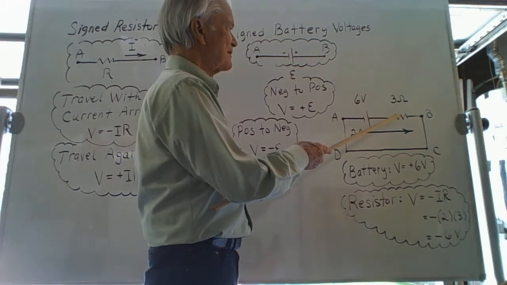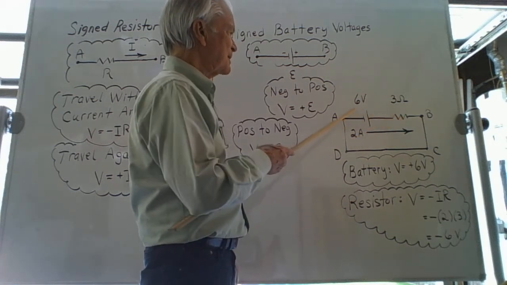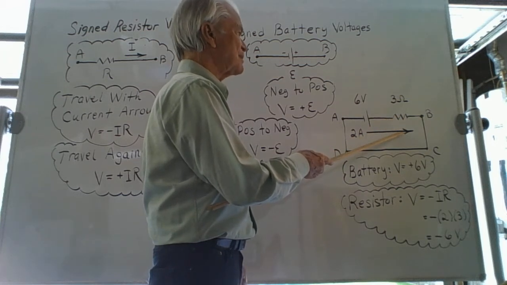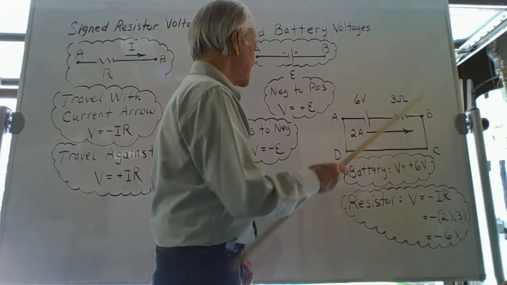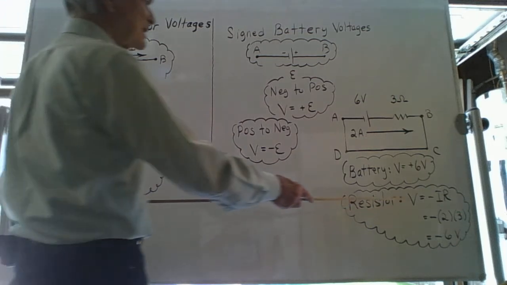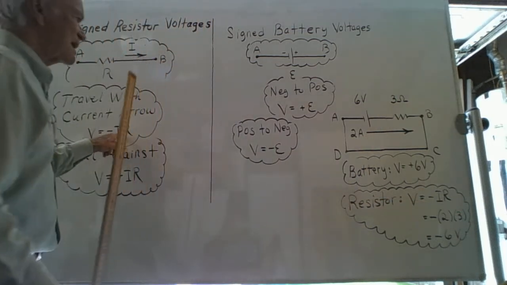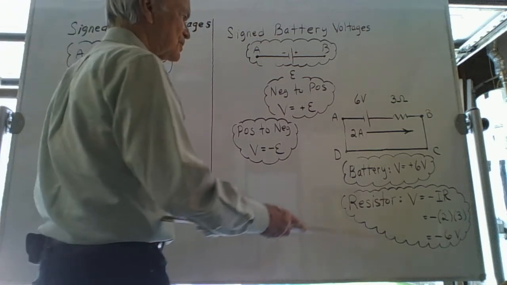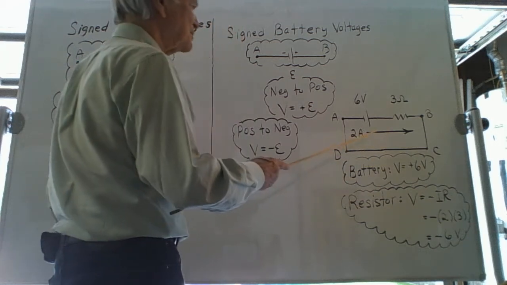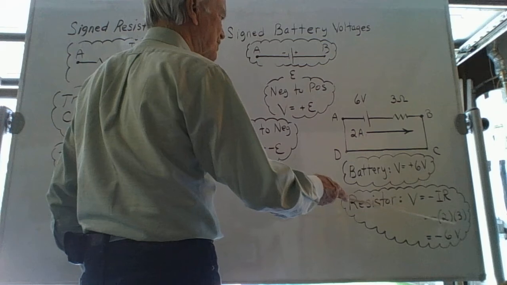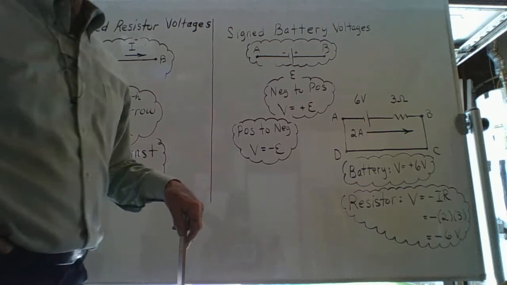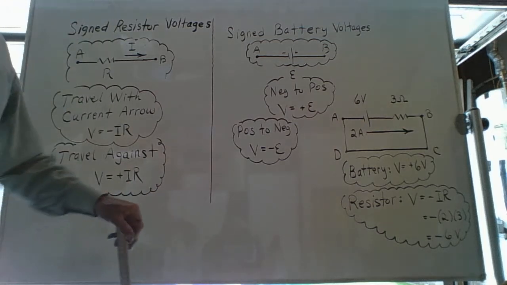Now what about traveling through the resistor? In traveling from A to B, we go through the resistor with the current arrow, in the same direction as the current arrow. In such a case, we invoke the with-the-current-arrow rule and assign a negative sign in front of the product I times R. And so there's our negative sign, I times R. I is 2 amperes, R is 3 ohms, the product is 6 with a negative sign. The final result for the signed resistor voltage is negative 6 volts.